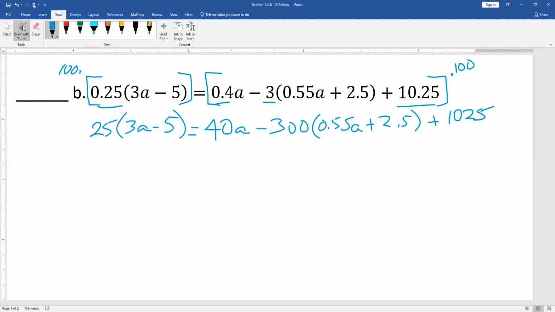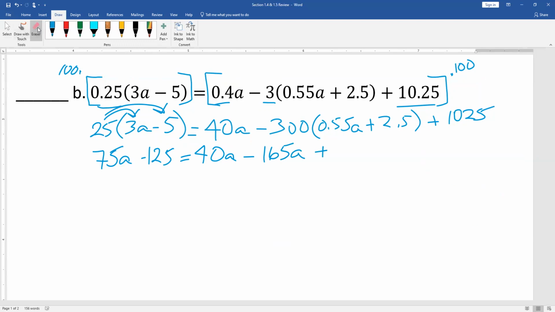Okay. All right, so now we distribute. 25 gets distributed in here, so it's times 3a and times -5. So that becomes 75a minus 125 equals 40a minus 300 times 0.55 is a 165a, and then negative 300 times 2.5 is not an addition.